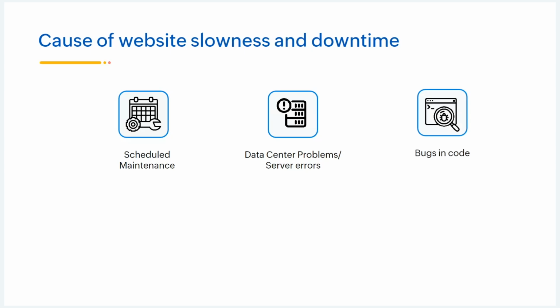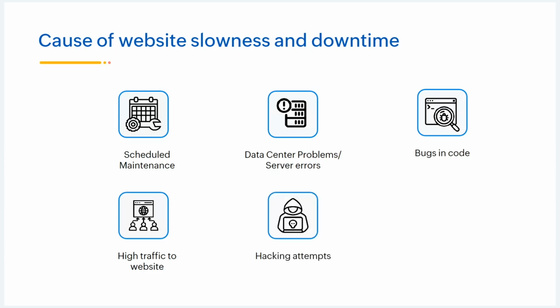When there is a bug in the code, it may cause errors that prevent the site from loading or result in slow loading times. Further, due to high traffic, when too many people try to access the website simultaneously, it may not be able to handle the load. And hacking events, like suspicious activities by hackers, can cause the website to slow down or go offline. Finally, when your SSL certificates have expired, it can cause the website to slow down or become unavailable.